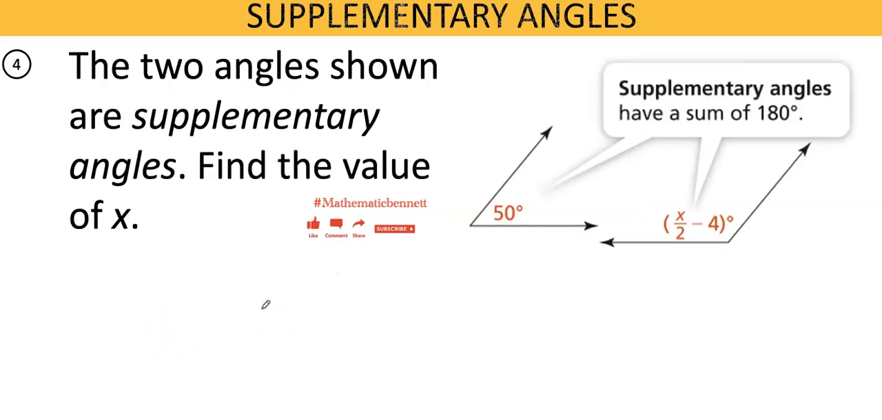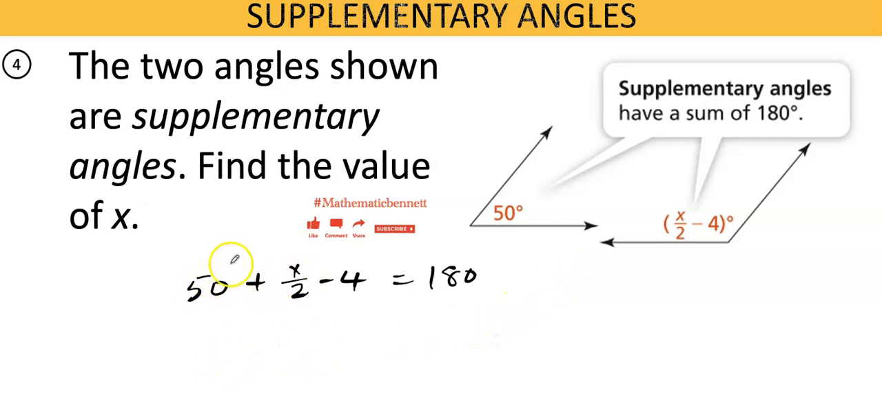After which, we have supplementary angles. We say that two angles are supplementary if they have a sum of 180 degrees. Two angles are shown that are supplementary. Find the value of x. What do we mean by that? These two angles have a sum of 180 degrees. So 50 minus 4 plus x over 2 is equal to 180. These two angles are supplementary, so they have a sum of 180 degrees.